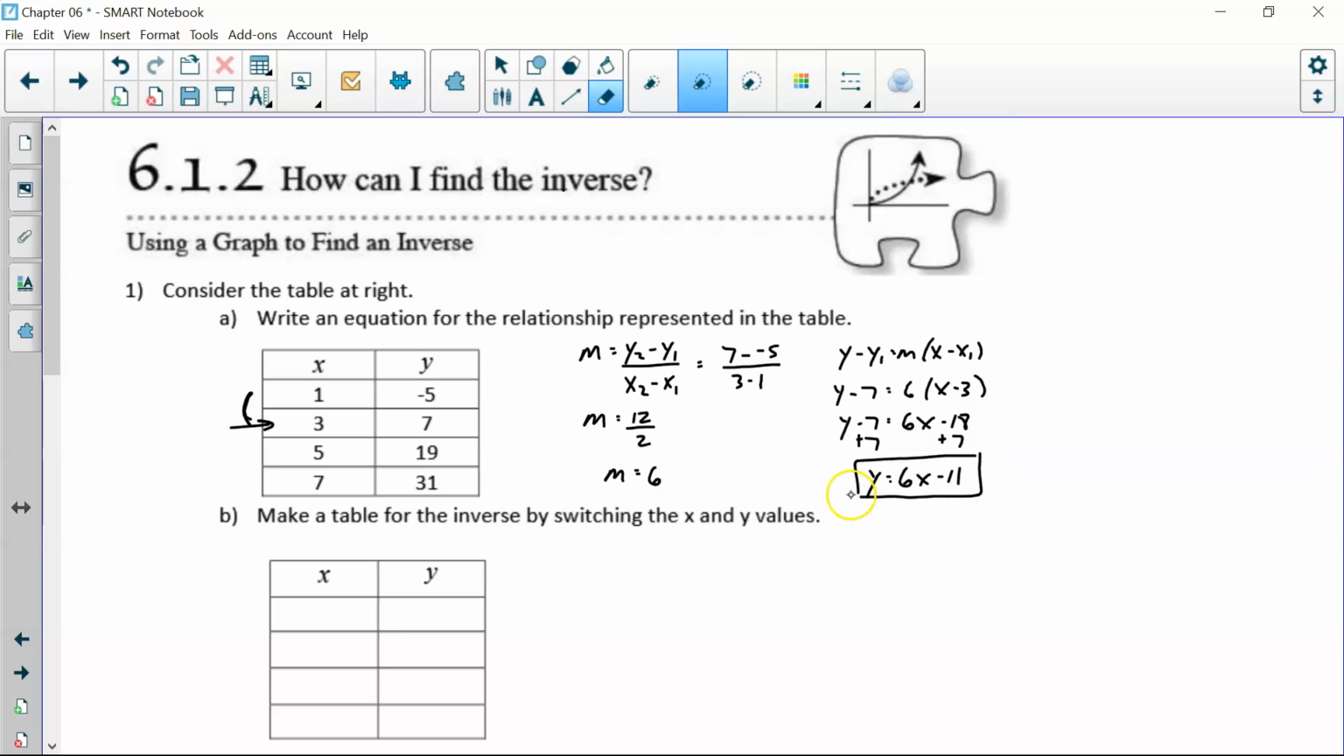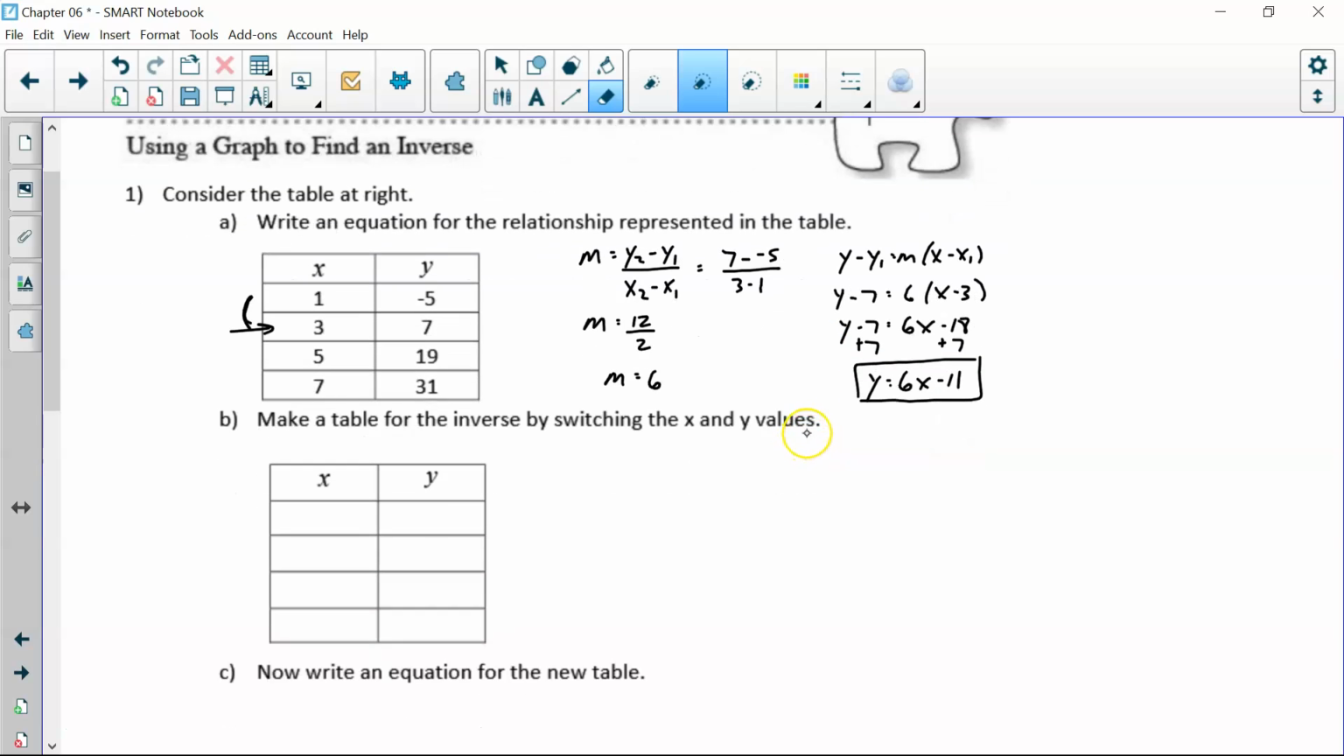Now we can make a table for the inverse by switching the x and y. So what we're doing for the inverse is we switch the inputs and outputs. So we had our values for y, we're going to put our values for x. So here, negative 5, our x would be 1, 7, 3, 19, 5, 31, 7. And that's a table of values for the inverse. We switched the x and the y values.